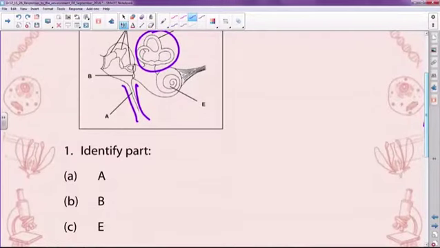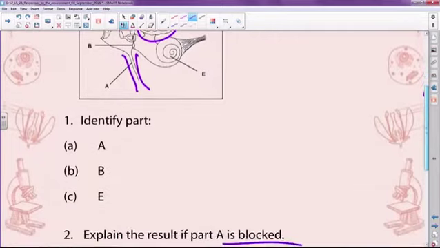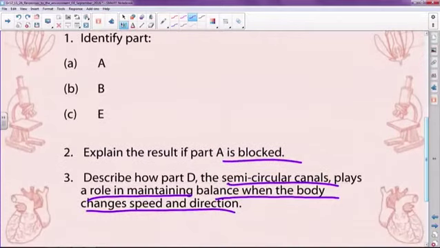First identify A, B, and E. After a while, I'm just going to move it down so you can see questions 2 and 3. So I'm going to give you 3 minutes to do that. Are you ready? Off you go.